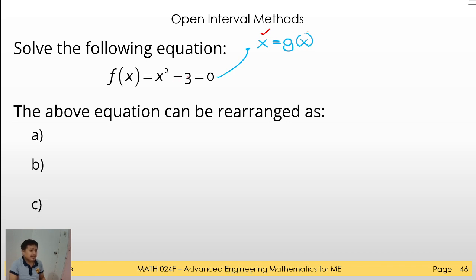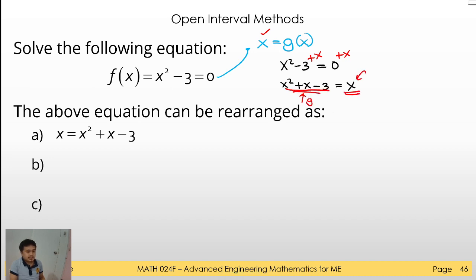So one example of that, for this case, is we can add x on both sides. So we have x squared minus 3 is equal to 0. If we add x to both sides, this will become x squared plus x minus 3 is equal to x, right? So this is our new x, and this will be our g of x for this example. So we can write this in this form, or we can actually write this in this form as well.